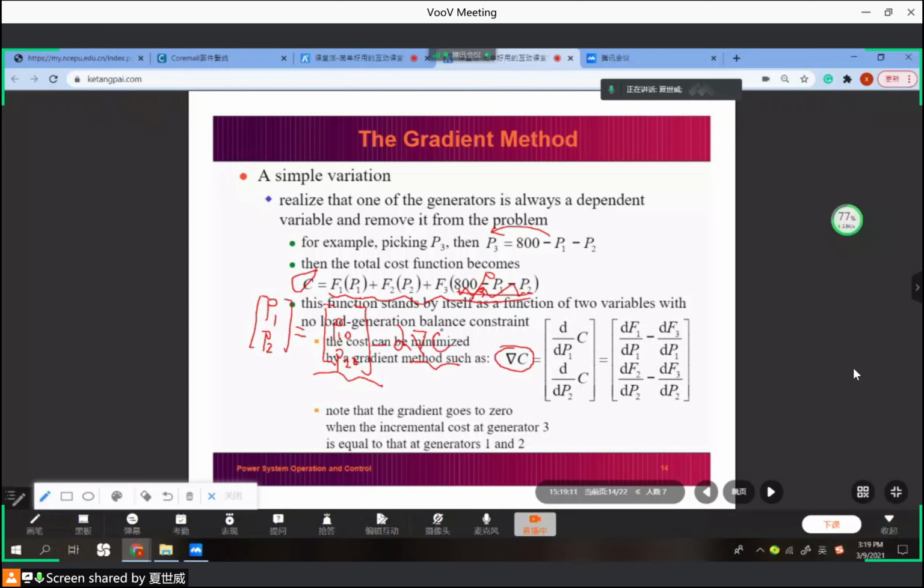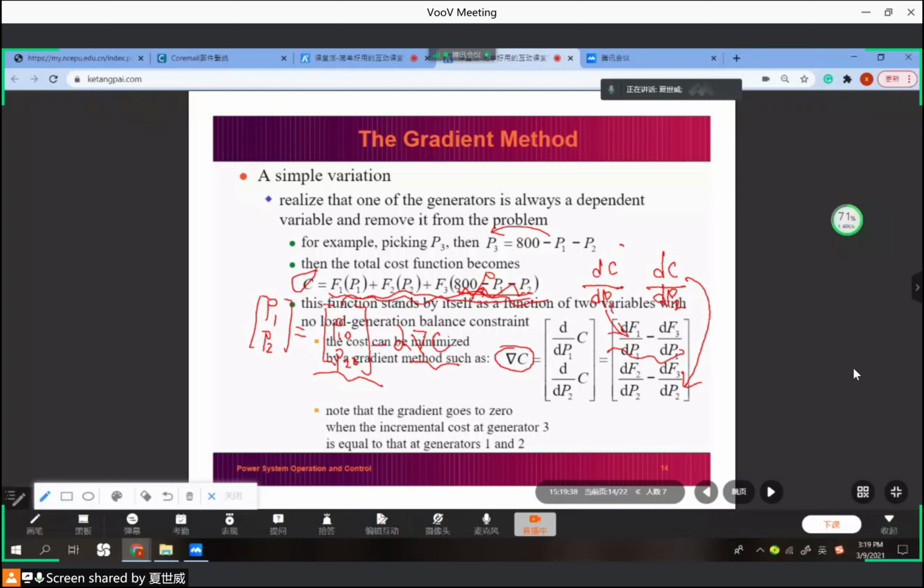What's the expression for the first order derivative of C? Based on the expression of C, you can calculate the first order derivative of dC/dp1 and dC/dp2. Okay, this is the dC/dp2. This part is the first order derivative of dC/dp1.